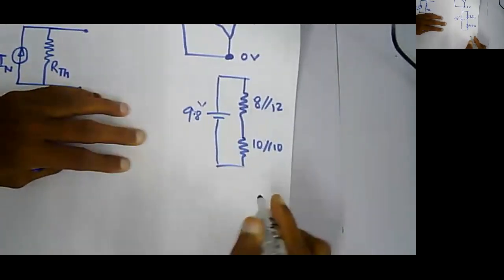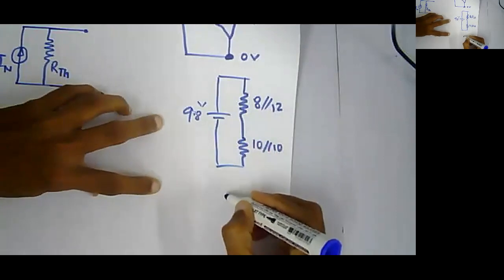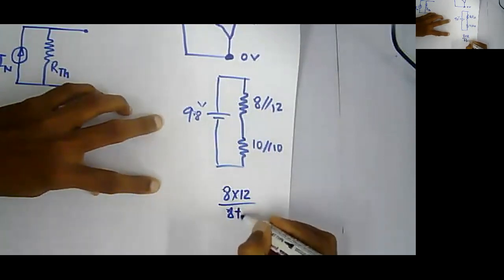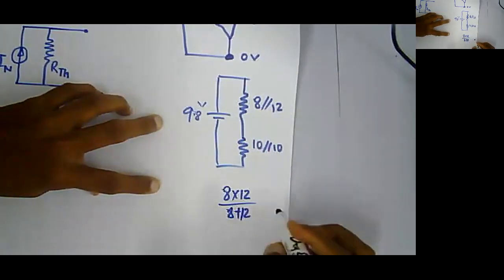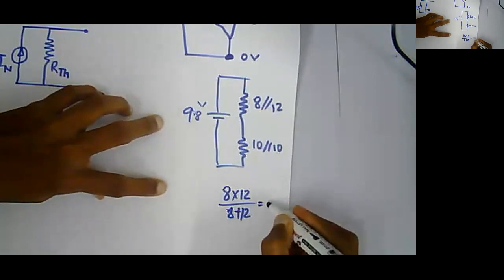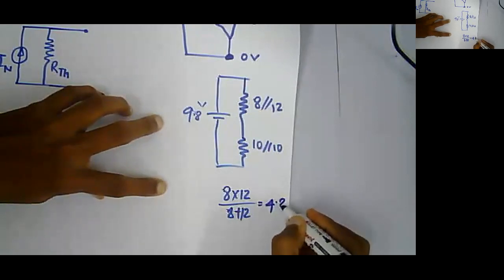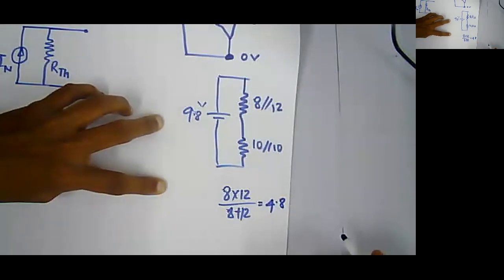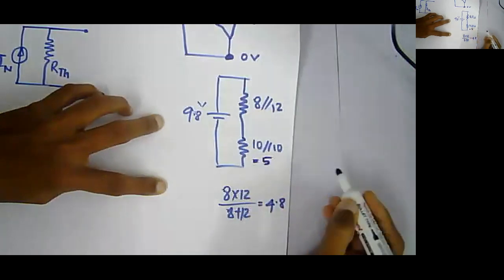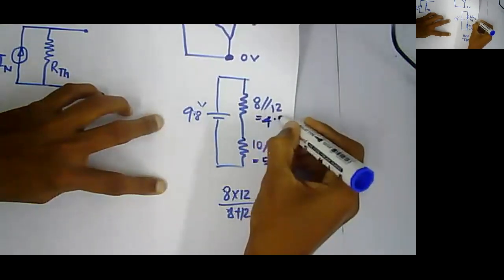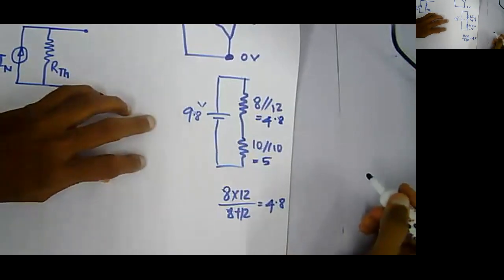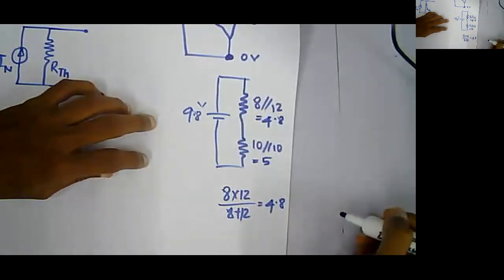So 8 parallel 12 is 8 into 12 over 8 plus 12, which is 20, right? So 96 over 20 will be 4.8. And then 10 parallel 10 will be 5, right? So 5 and 4.8 altogether give you 9.8 ohms as the resultant resistance.